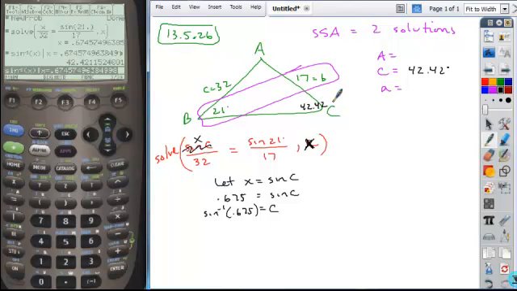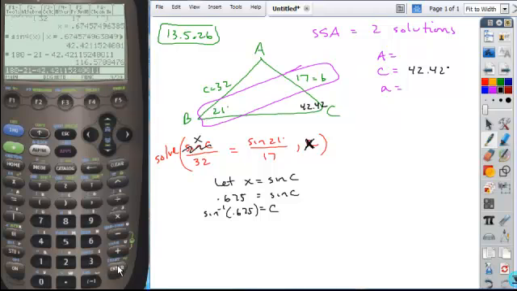All right, and then what do I need to do in order to solve for angle A? I know that the sum of these three angles here, A, B, and C, has to equal 180. So if I subtract the two angles I have, which is 21 and this 42.42, I get what's left, 116.58.